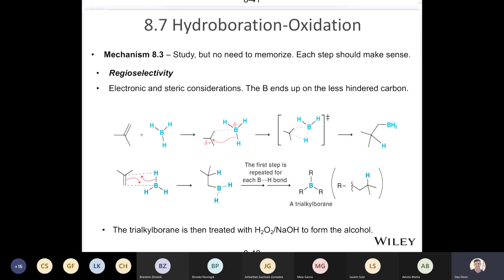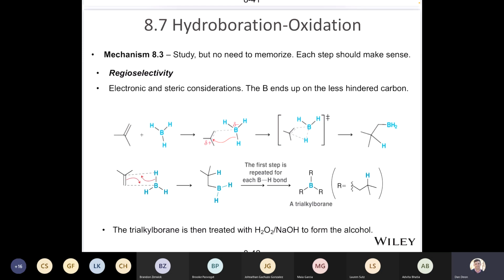I would say that if I was to ask any of my former students who are A students, why does borane add regioselectively such that we get anti-Markovnikov addition of water, I guarantee you that 90% of them would say it's a steric consideration, because I think it's the easiest one to remember.